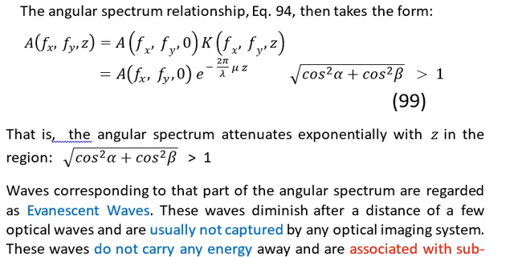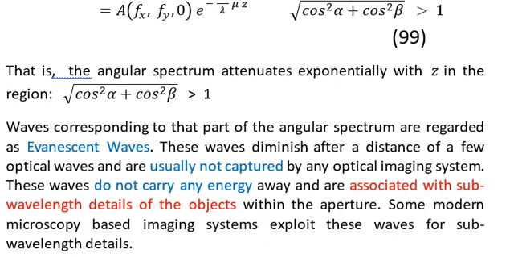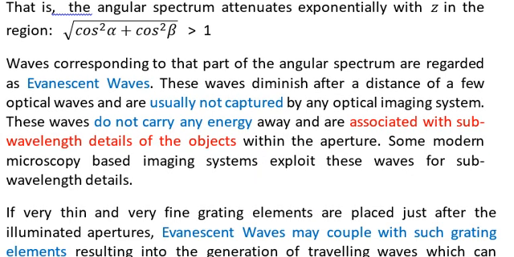That is, the angular spectrum attenuates exponentially with z in this region. Waves corresponding to that part of the angular spectrum are regarded as evanescent waves. These waves diminish after a distance of a few optical wavelengths and are usually not captured by any optical imaging system.